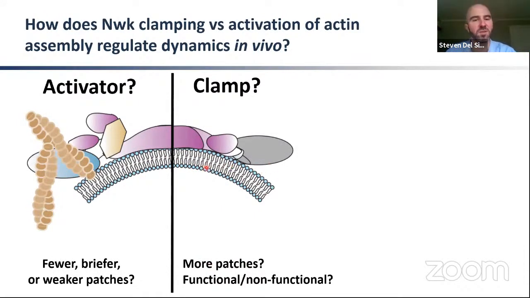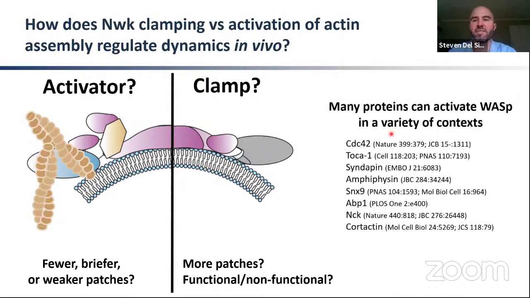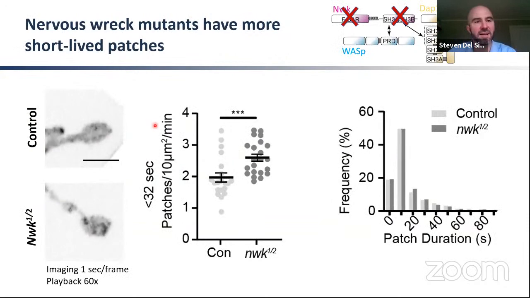And I think this clamp model is particularly important to consider in light of the fact that there are many, many other proteins that could be activating WASp either concurrently or in response to a loss of Nervous Wreck. And so when we look at this actin assembly in a Nervous Wreck mutant, it turns out that we see an increase in the frequency of patch assembly. So this is control here and Nervous Wreck null mutants. And we see this significant increase in the frequency of actin patches.